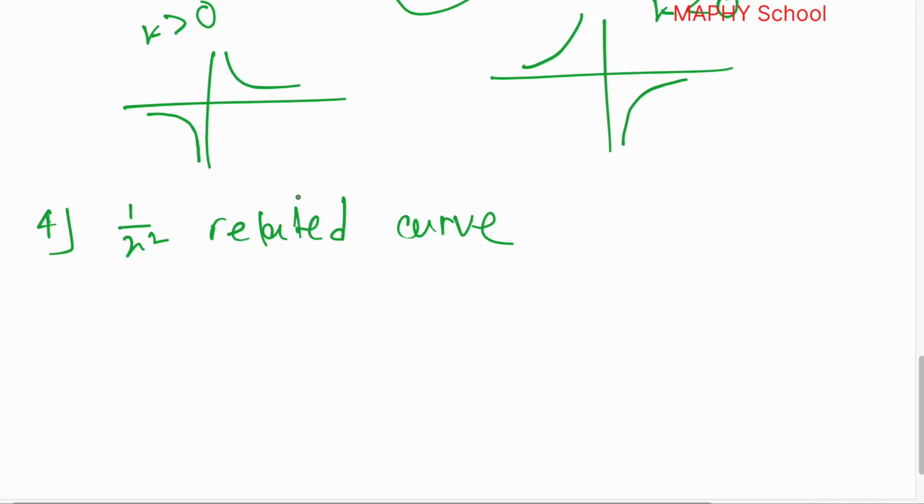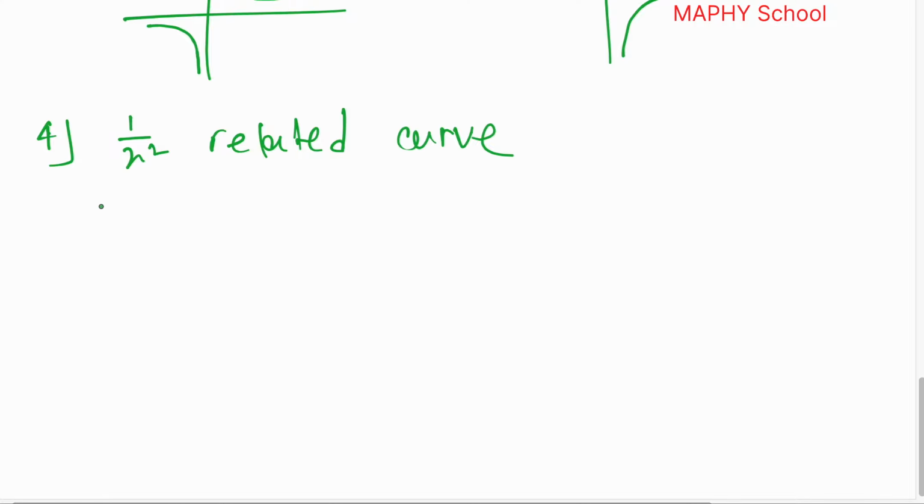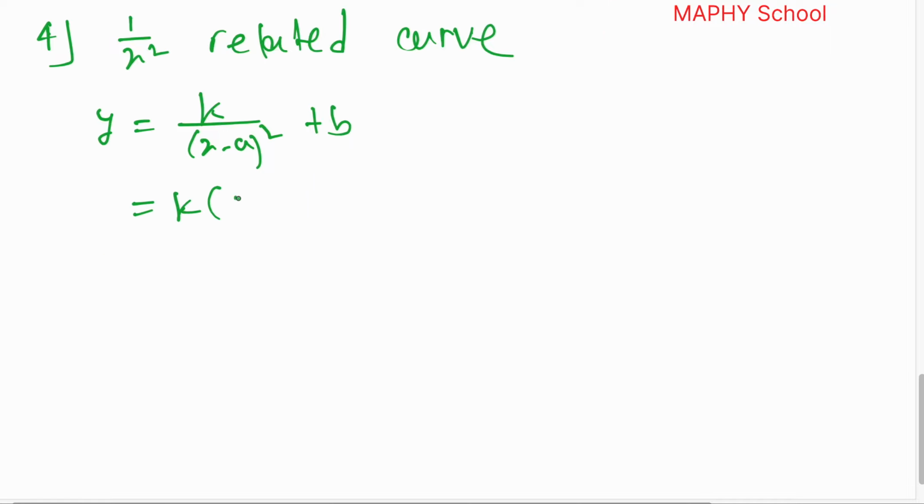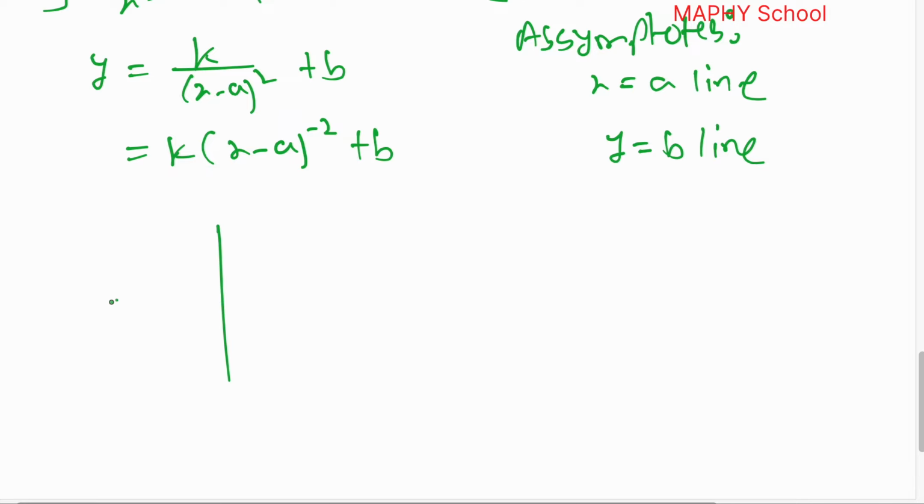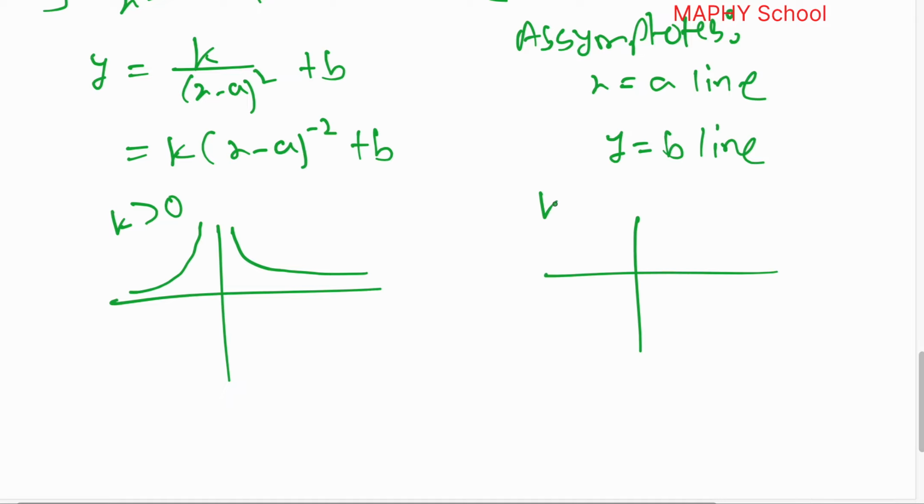In the 1 by x squared related curve, this can be written as y equals k by (x minus a) whole squared plus b. So we can write it as k(x minus a) to the power minus 2 plus b. Same here, the asymptotes will be the line x equals a and the line y equals b. When k is greater than 0, the curve will be like this, in the first quadrant and second quadrant, and when k is less than 0, the curve will be like this.